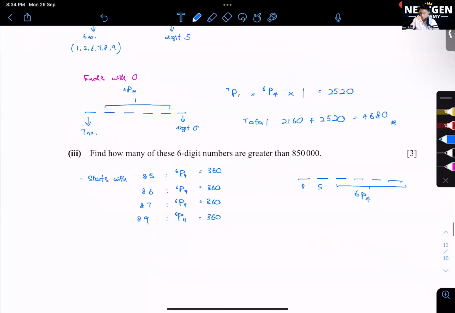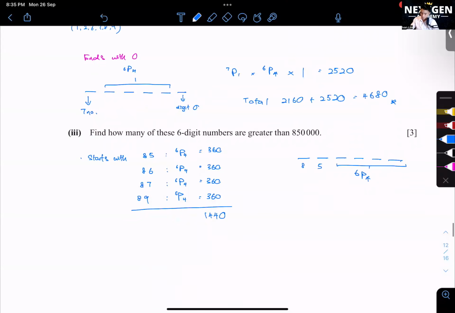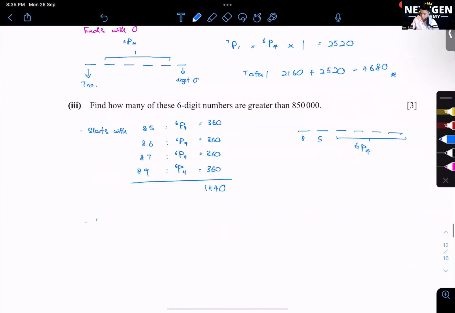If you want to count like this one by one. Okay, this is the understanding of it. Yeah, or 4 times 6P4, you'll get 1440. Okay, 1440. Okay, so this is when it starts with 8. Another criteria if it starts with 9. Okay, starts with 9 because greater than 850,000.